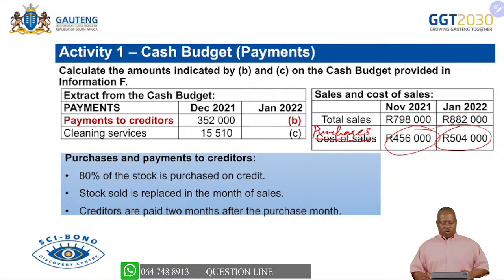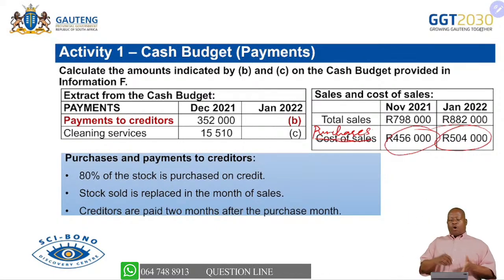And then they said also, stock sold is replaced in the month of sale. They are simply saying there is a direct relationship between sales and cost of sales, sales and purchases. And then lastly, creditors are paid 2 months after the month of purchase. Please take note of this, which therefore means if a purchase is done in November, the payment is not going to come in December, but only comes in January.